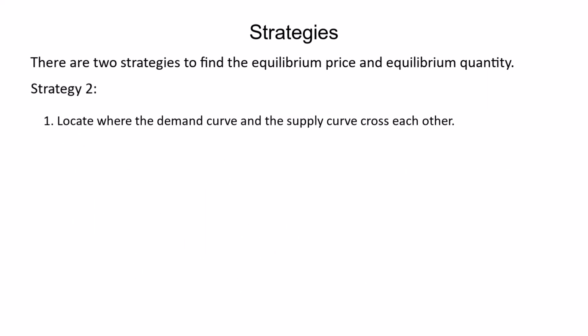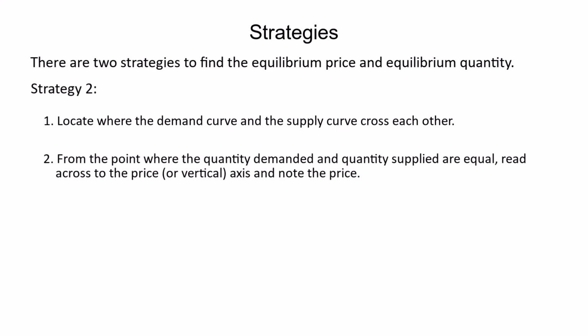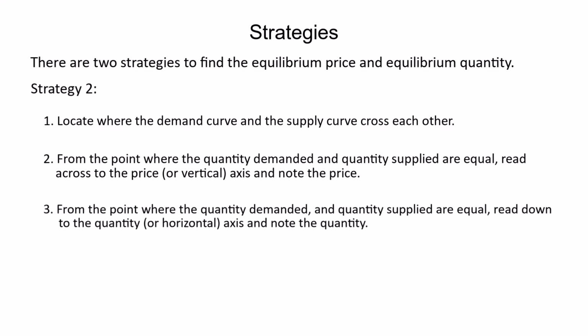1. Locate where the demand curve and the supply curve cross each other. 2. From the point where the quantity demanded and the quantity supplied are equal, read across to the price or vertical axis and note the price. 3. From the point where the quantity demanded and the quantity supplied are equal, read down to the quantity or horizontal axis and note the quantity. Next, let's apply both methods to the problem statement.